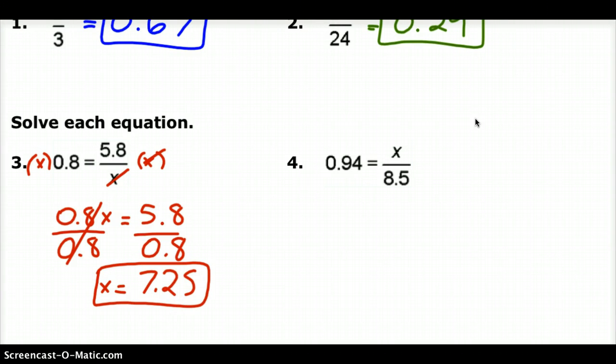Okay, I guess on the last one here, kind of the same idea. This time all we have to do to solve is we're going to multiply both sides by 8.5. Okay, so I know my 4 is kind of in the way here, but this is 8.5 over here. Multiplied by 0.94. These will cross cancel. X is already isolated, okay? And I have to find out what is 8.5 times 0.94. And that gives us a result of 7.99.